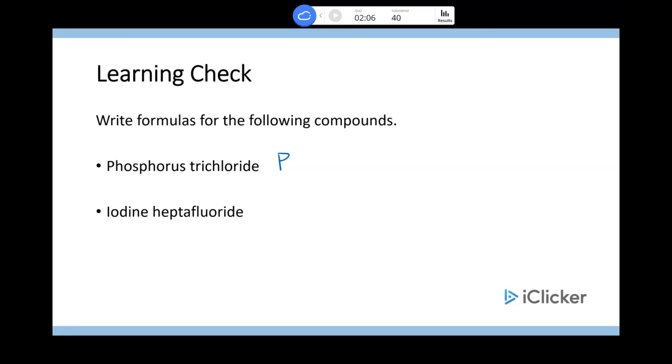Tri means we have 3 of whatever element that is. Chloride tells us it's chlorine. So we have 3 chlorine atoms. Next molecule, we have iodine, so element I. Fluorine, so element F, and there's 7 of them, so I have 7. Questions before we talk about different special cases for hydrogen? Okay.